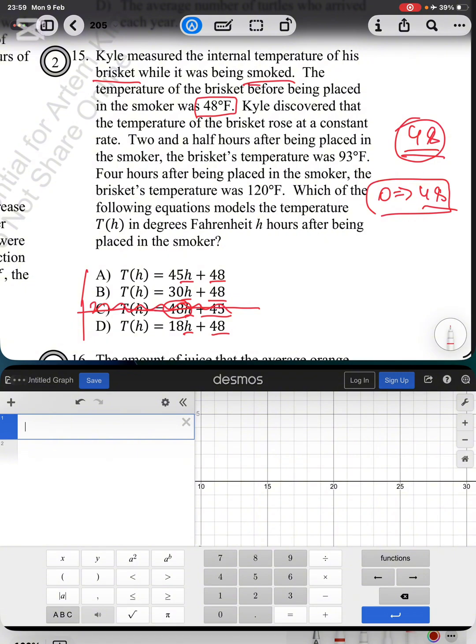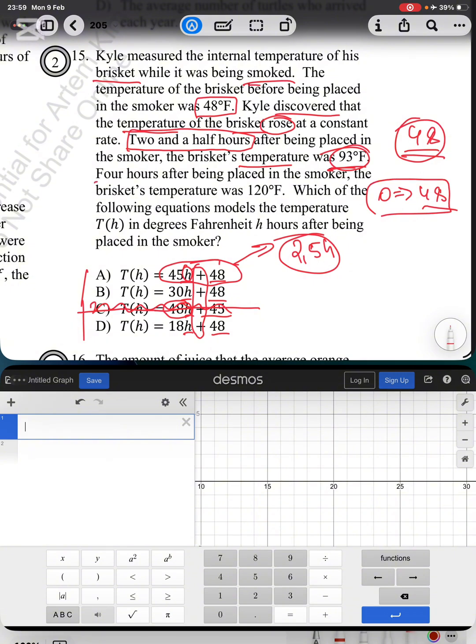And the next one. This person discovered that the temperature of the brisket rose. Rose means it should simply increase. So as you can see, we are given only plus expressions, right? When you are given minus, you have to simply eliminate that choice. Within 2.5 hours, the brisket temperature was 93. It means when you insert 2.5 to the value of x, and work with the simple expressions, your answer should be 93.